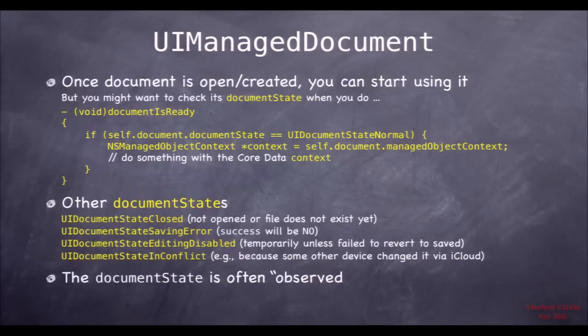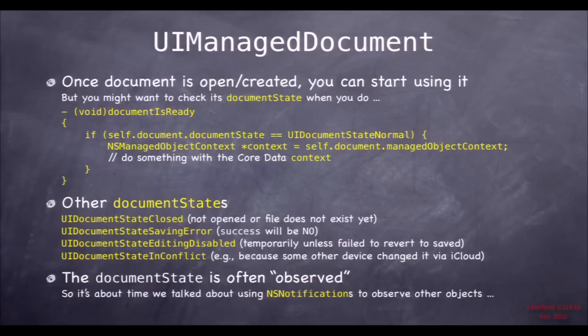All right. The document state is often observed, okay, meaning there is a way in iOS to say, tell me when this document state changes, like tell me when it goes from closed to normal, for example, because then I'm going to go do something. Or tell me when a conflict arises so that I can immediately try and resolve the conflict or whatever. So how does this happen, this observing? It happens with a mechanism called NS notification.